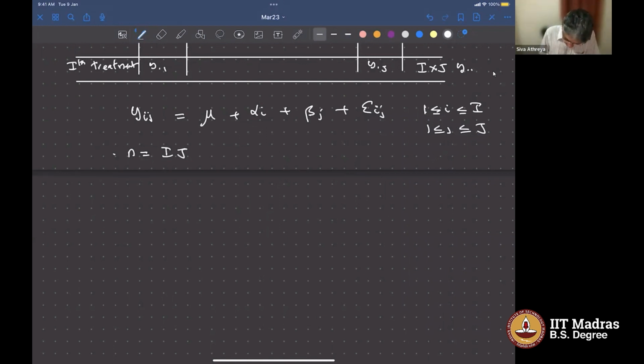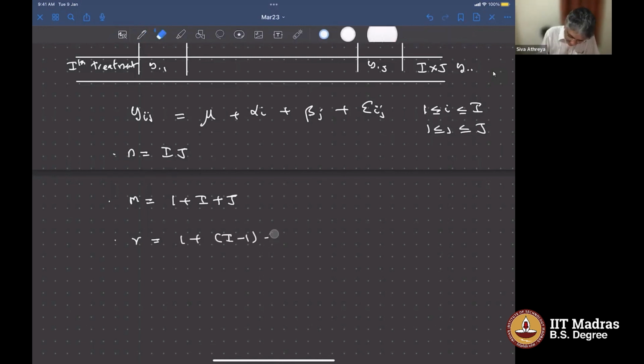Then m is just going to be the sum over all the i's and the j's, and I get 1 plus I plus J is now m. And I'm going to have this parameter called r. I'll explain what these things are in a second. r is going to be I minus 1 plus J minus 1 plus 1. These turn out to be degrees of freedom in the appropriate sum of squares. So it's just going to be I plus J minus 1.